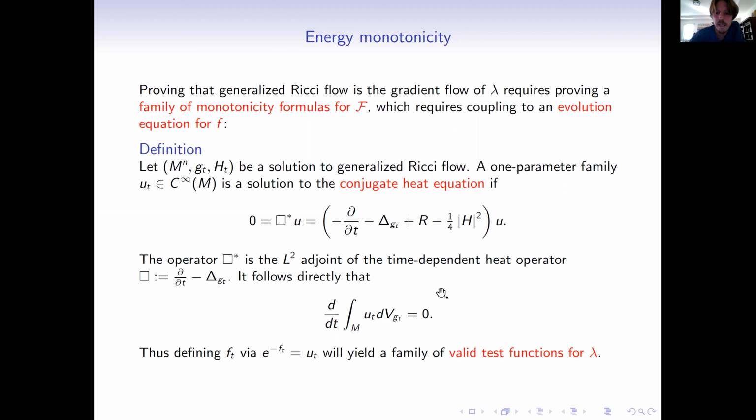And so what that means is that if we define f by e to the minus f equals u, then this PDE will give us a family of valid test functions for lambda. It's preserving the unit density condition that's required for lambda. When we define lambda, we take an infimum not over all f's, but over these special unit density f's. And so this family f_t will preserve that condition.